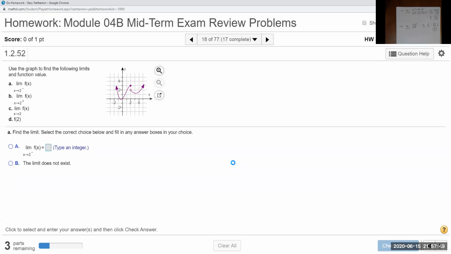Now here, we're back to limits. This is a limit problem. Looks like, actually, the first three parts, A, B, and C, are checking limits. It looks like part A, as x approaches 2 from the negative or the left side. Part B, the limit as x approaches 2 from the positive or the high side. And then the limit as x approaches 2.